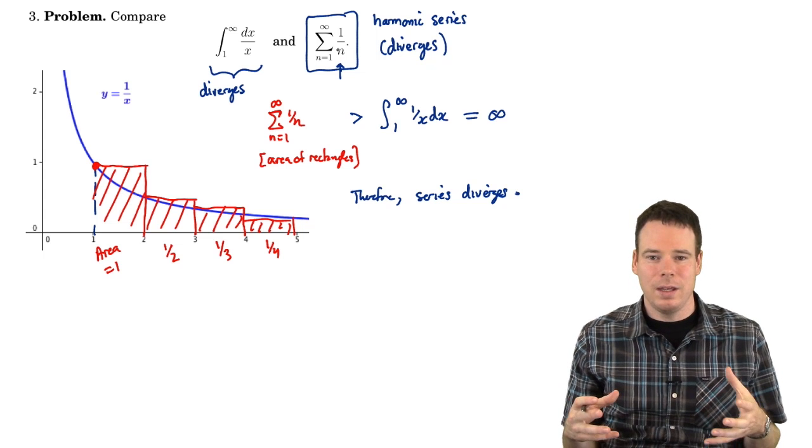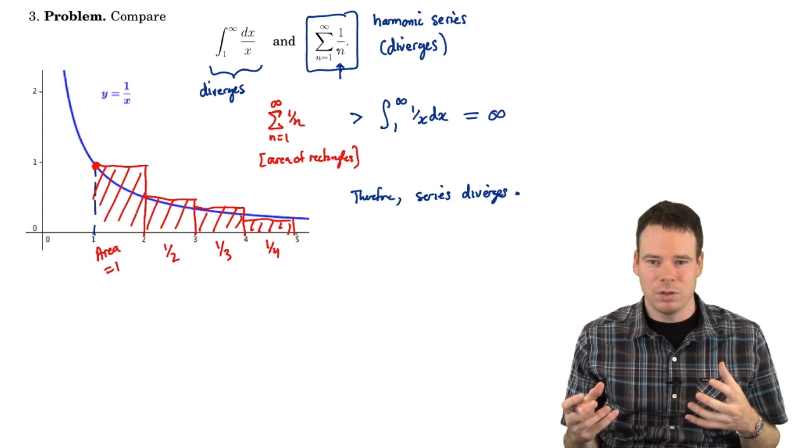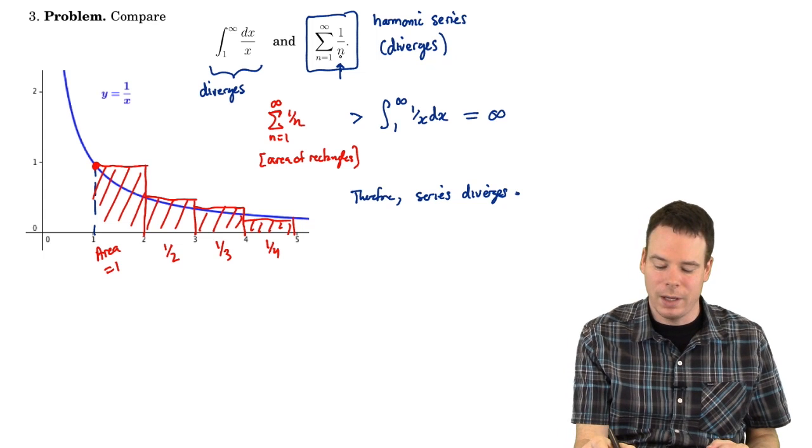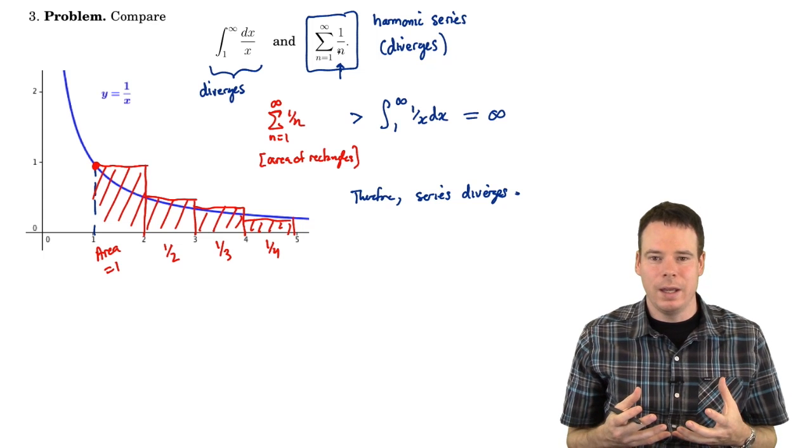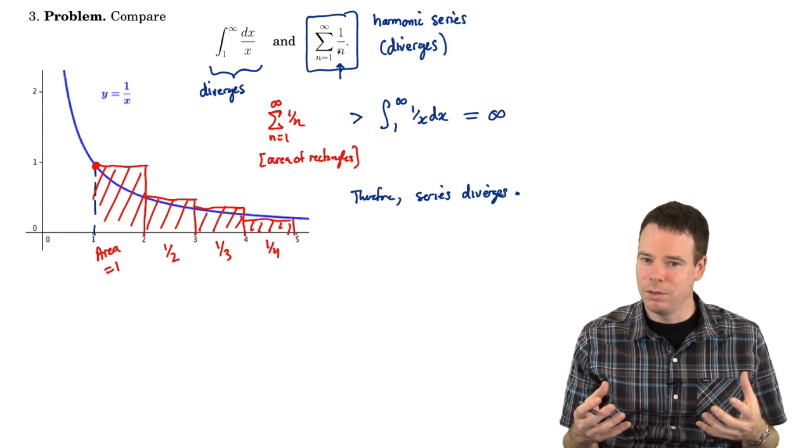This is going to be the running theme with deciding whether a series converges or diverges. It's really a question about how fast the terms go to 0. Do they go to 0 like 1 over n? If they do, they're not going fast enough.